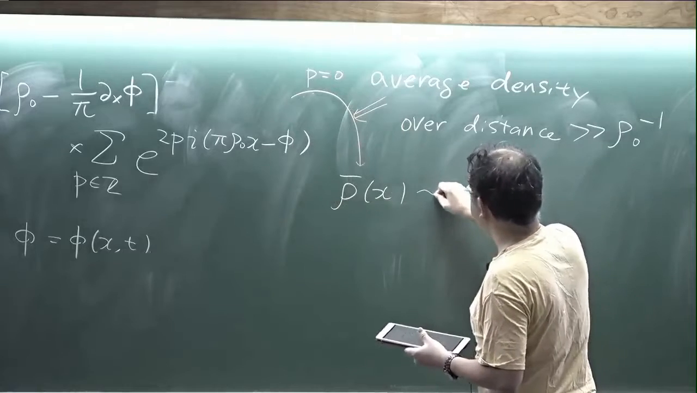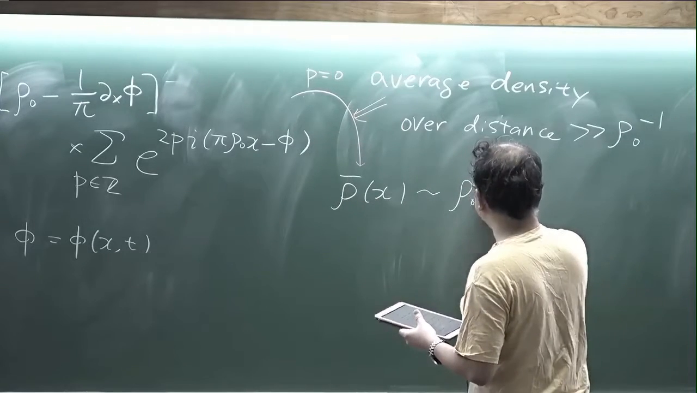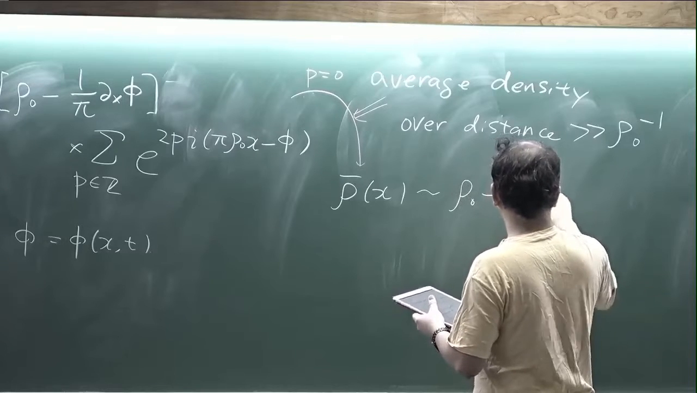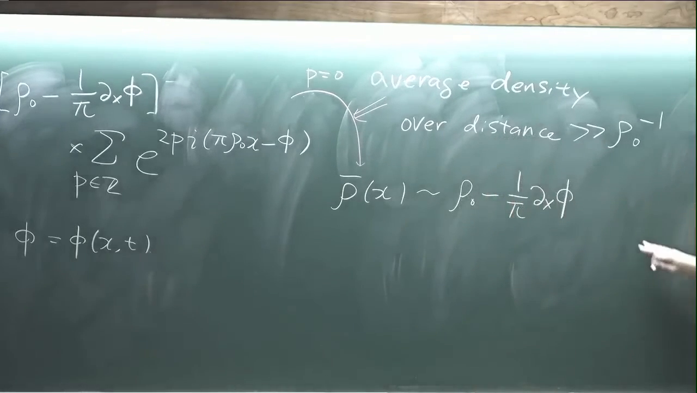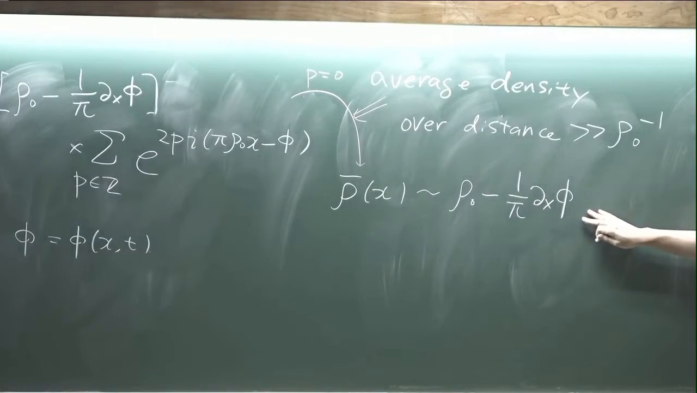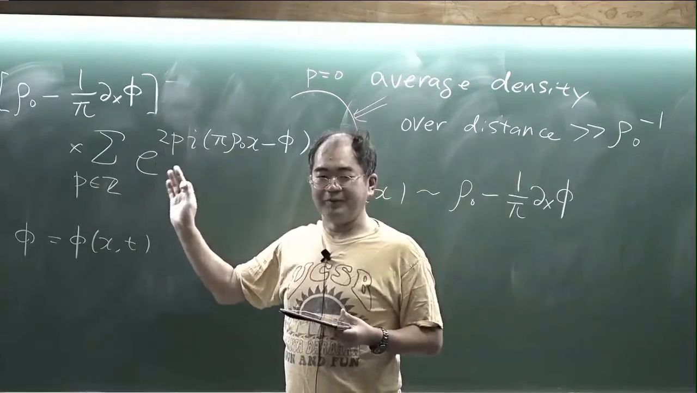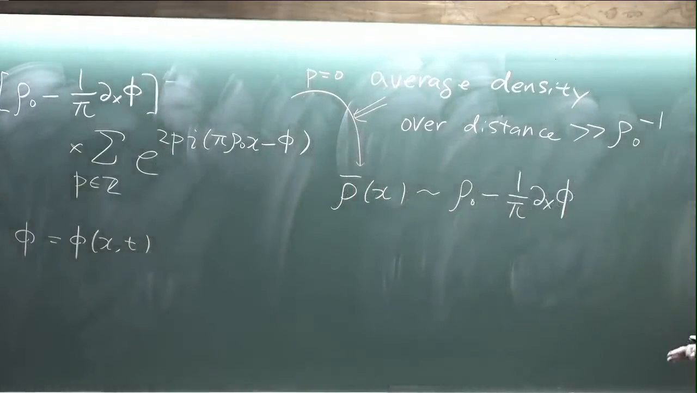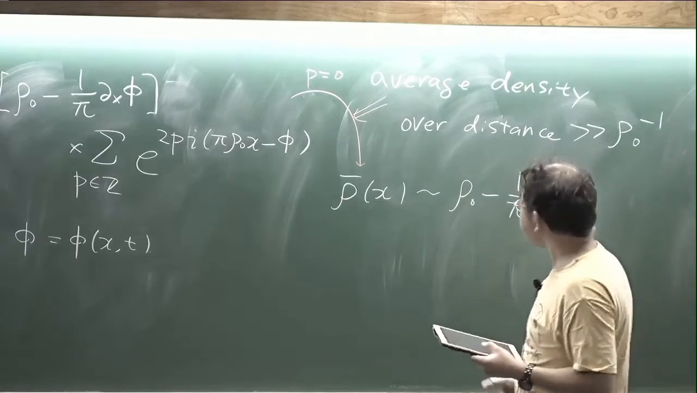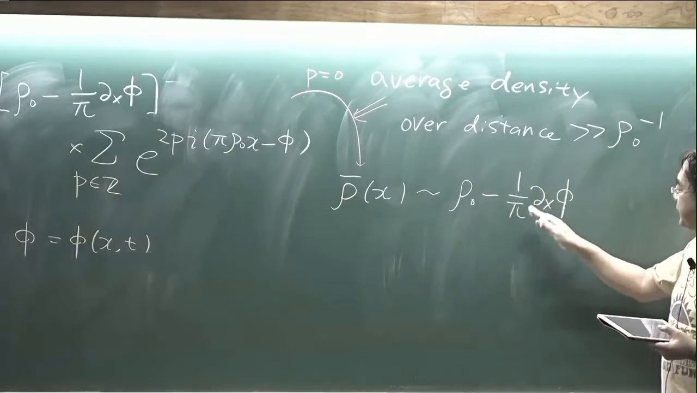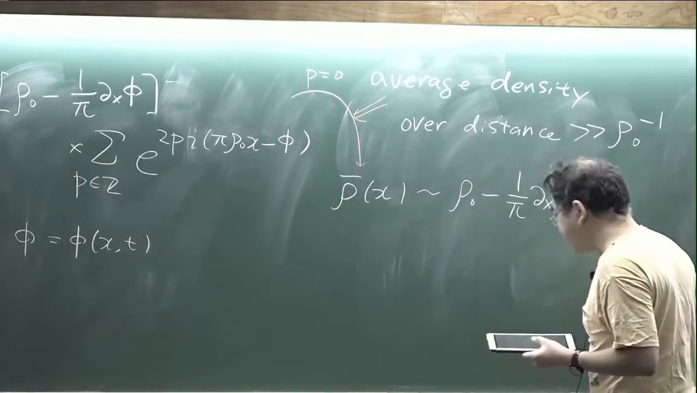And so the average density is given by rho 0 minus the derivative of the boson field. So this is one important result. But actually it turns out that to understand Haldane gap physics, this summation turns out to be important. That's a point I will come back to later. At first, if I look at the average density, it has a very simple expression. This is a constant, and the deviation from the constant is just given by the derivative of the boson.